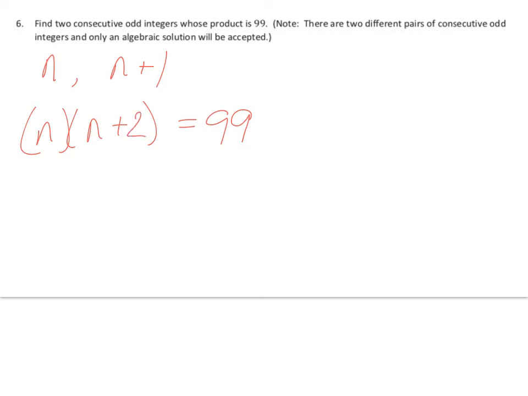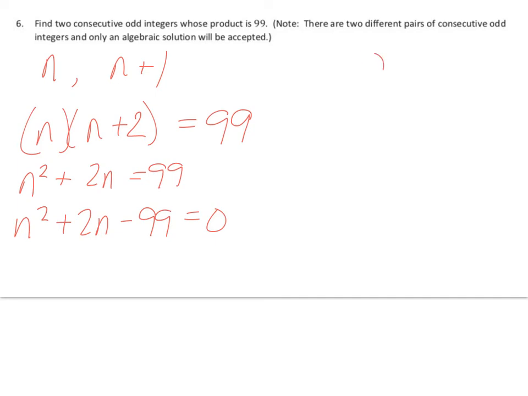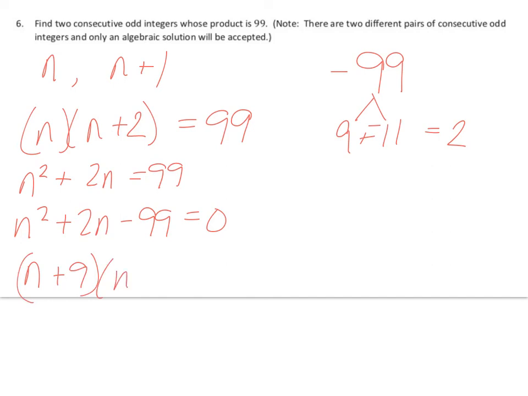If the first one is n, the other one is going to be n plus 2. So let's solve it. N squared plus 2n equals 99. N squared plus 2n minus 99 equals 0. Oh. I think that's going to be 9 times 11. Like that? Yeah. So n plus 9, n minus 11. So n equals negative 9 and n equals 11.